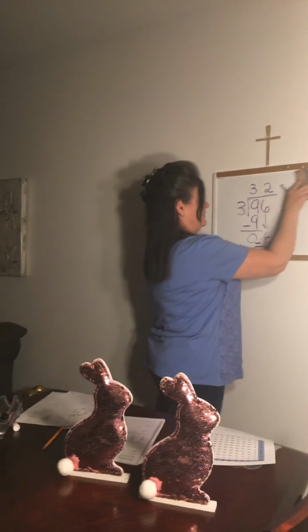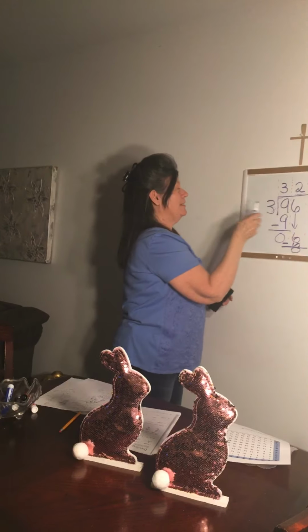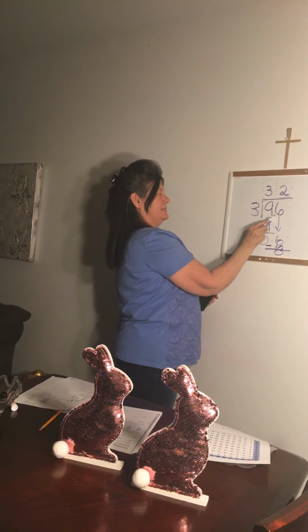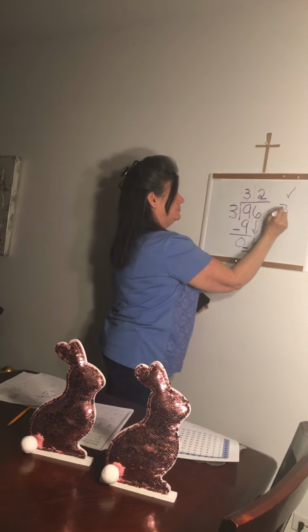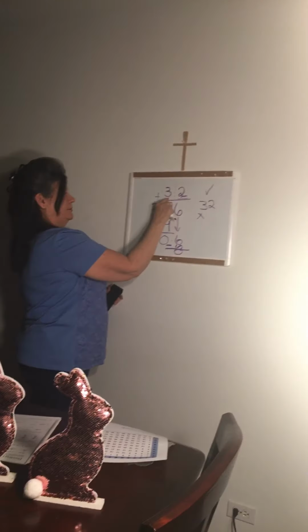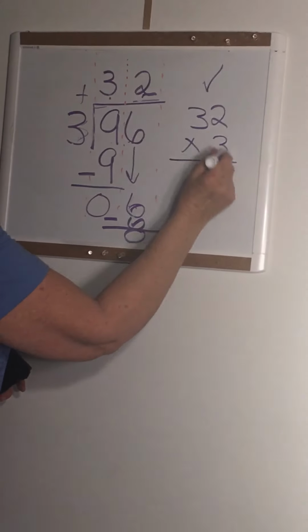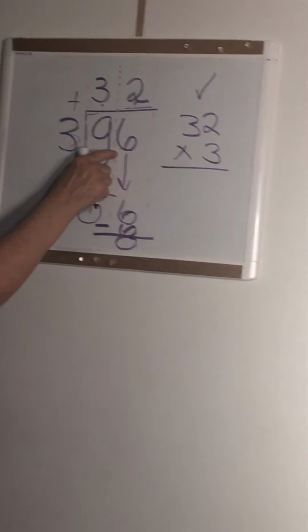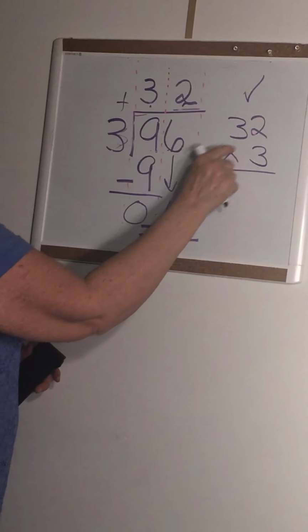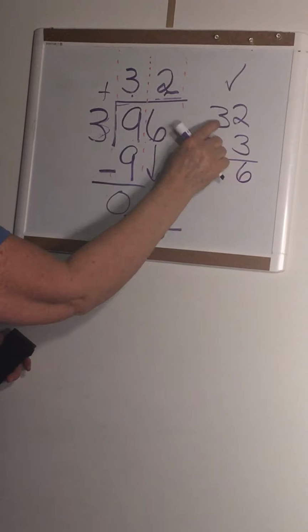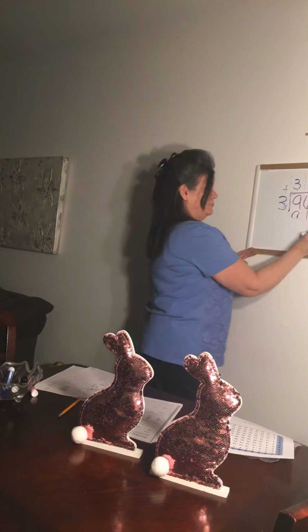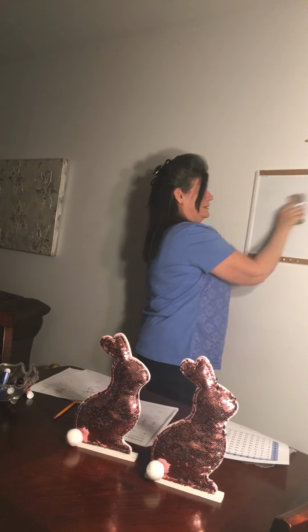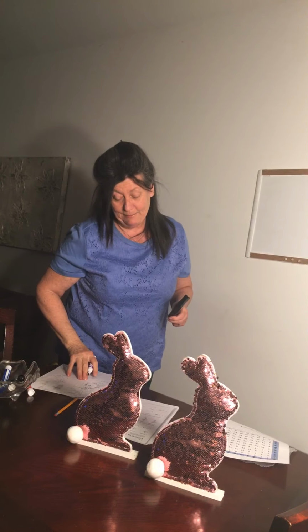Now, there's a way to check that. How can I check that? Well, if I take this number here and times it by this, I should get 96. So now I'm checking my work, okay? 32 times 3 should equal this number. If it doesn't, our problem is not correct. 2 times 3, 6. 3 times 3, 9. This checks. It's correct. Okay? Now we'll do one more problem and see if we can do the same thing again.